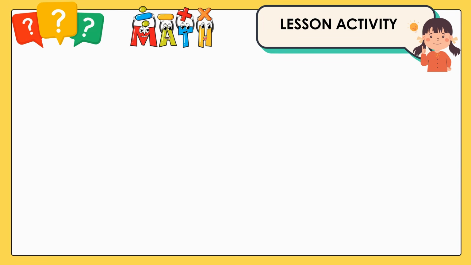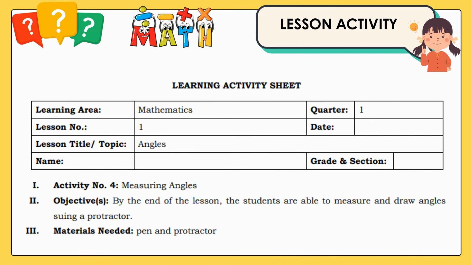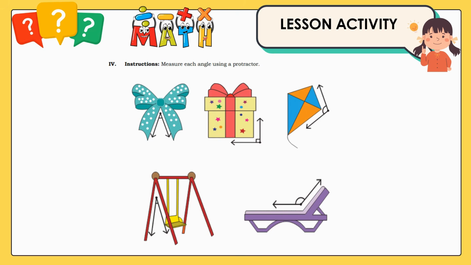This time, let's have a lesson activity. Learning activity sheet. Lesson title or topic is about angles. Activity number 4, measuring angles. Objectives: by the end of the lesson, the students are able to measure and draw angles using a protractor. The materials needed are pen and protractor. Directions: measure each angle using a protractor. Answer these in your math notebook.